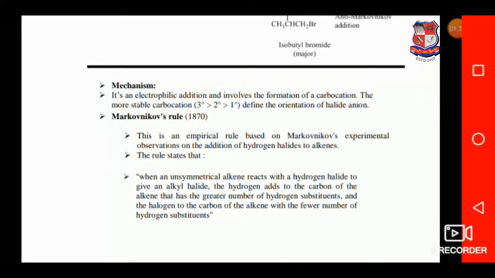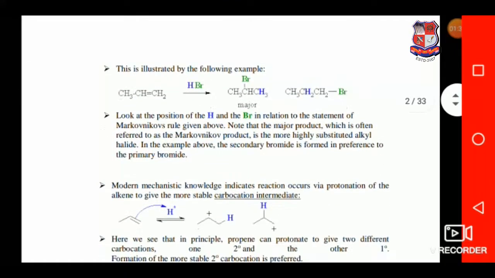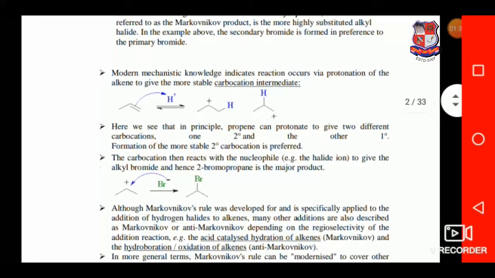Markovnikov's rule was first deduced in 1870 as an empirical rule based on Markovnikov's experimental observations on the addition of hydrogen halides to alkenes. These are the other examples for that. In the mechanism, there is a formation of a carbocation intermediate, which is most essential to write in the answer for the GTU examination.